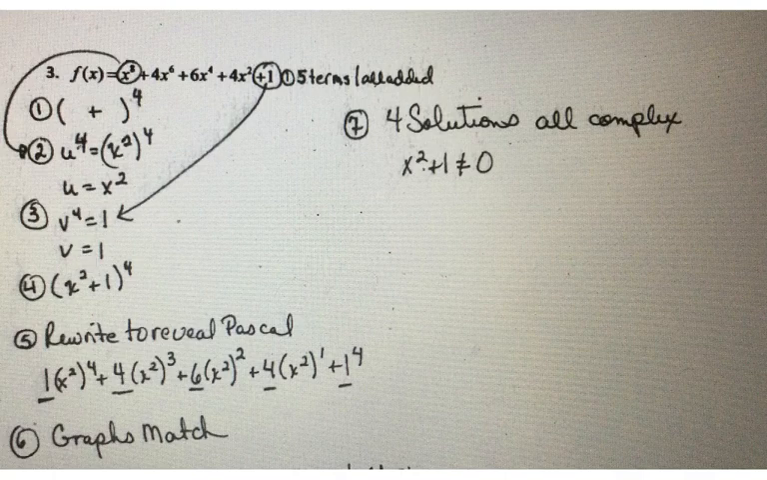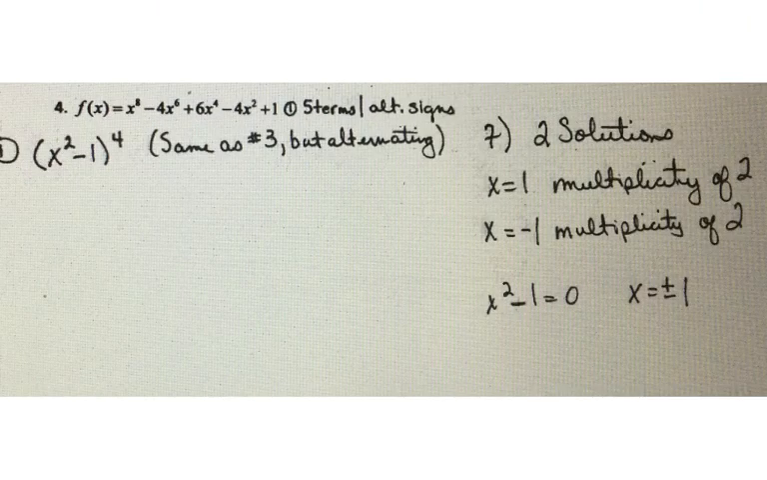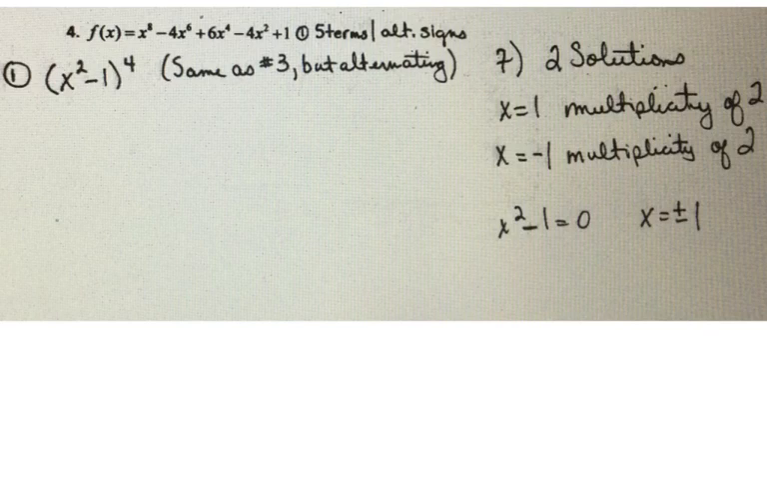So the last one here is pretty much the same as number 3, except they have alternating signs this time. Because they're alternating signs, this is a negative inside the parentheses. Well, because this is a negative, when I solve it, I don't get imaginary numbers anymore. I will get x equals plus or minus 1, and I will get that answer 2 times.